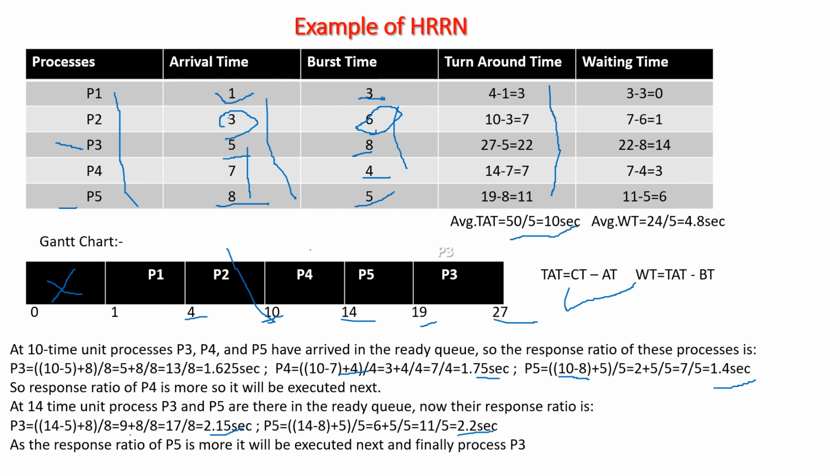That is the average turnaround time. The average waiting time we calculate in the same way. The formula is turnaround time minus burst time. The turnaround time is 3 for process P1 and its burst time is also 3, so 3 minus 3 is 0. Then 7 minus 6 is 1. For process P3, the turnaround time is 22 and the burst time is 8, so 22 minus 8 is 14. Then 7 minus 4 is 3, and 11 minus 5 is 6. So the average waiting time is 0 plus 1 plus 14 plus 3 plus 6, which is 24, divided by 5, which is 4.8. In this way we calculate the turnaround time and the waiting time.